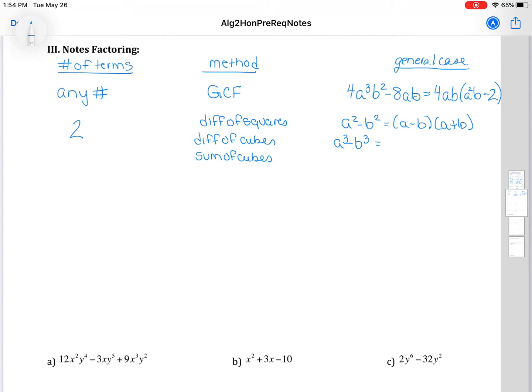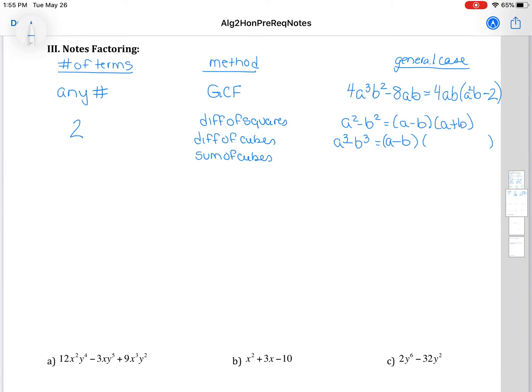The cubes might be a little bit new to you. Difference of cubes is a cubed minus b to the third, or b cubed. How you factor this is you still have 2 parentheses. The only difference is they are not both binomials. One is a binomial, and one is going to be a trinomial. With difference of cubes, for the first parentheses, you take the cube root of each term. So the cube root of a to the third is a, the cube root of b to the third is b, and the sign stays the same. So it's a minus b.